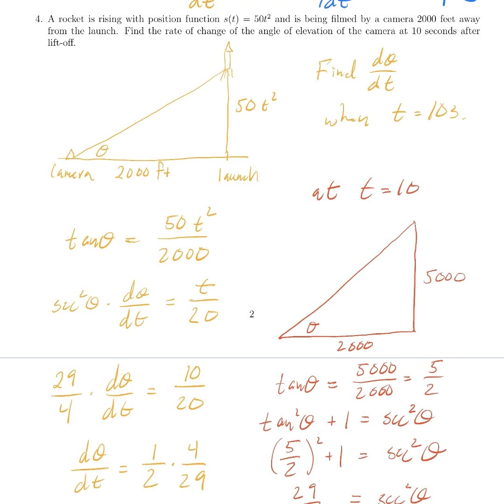Okay, so I've drawn the picture. The rocket's going up given with a function given by 50t squared. The launch was 2,000 feet from the camera. And it says I want to find the rate of change of the angle of elevation of the camera. So right here, theta is the angle of elevation of the camera. So I want to find d theta/dt. And it says do that 10 seconds after liftoff. So when time is 10.